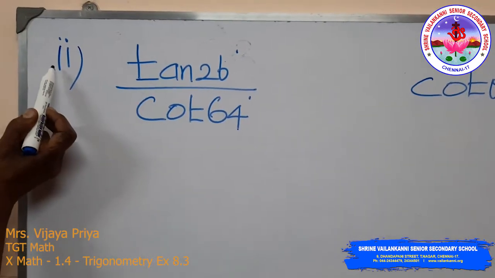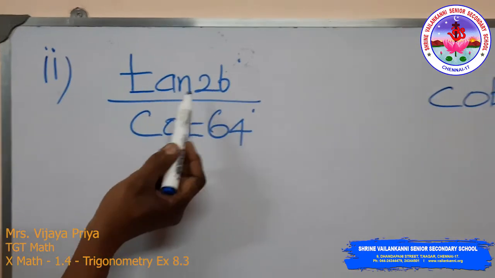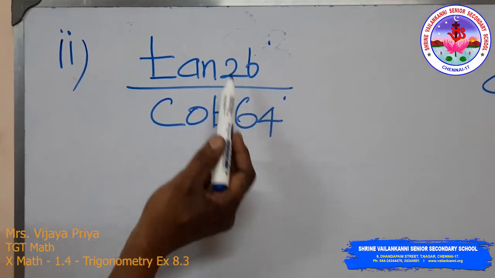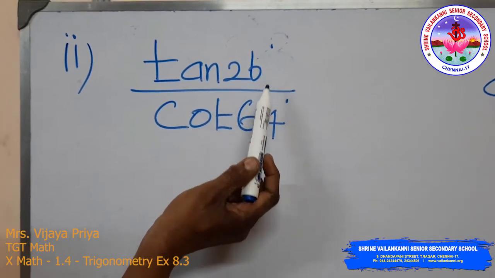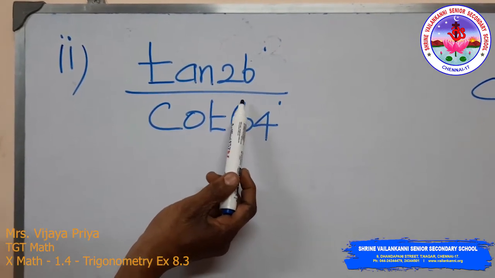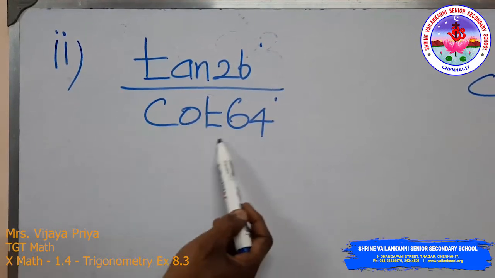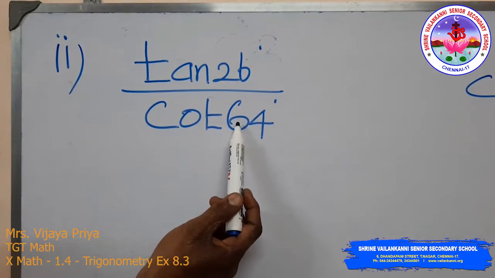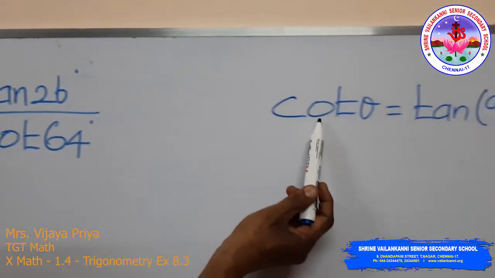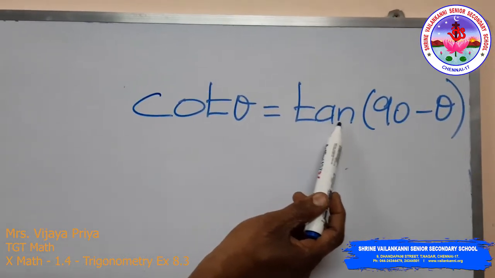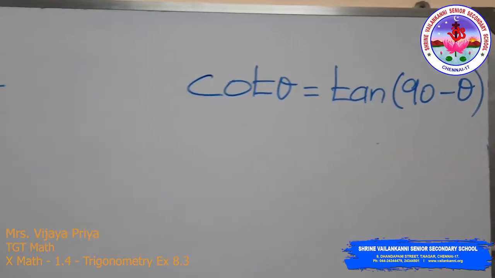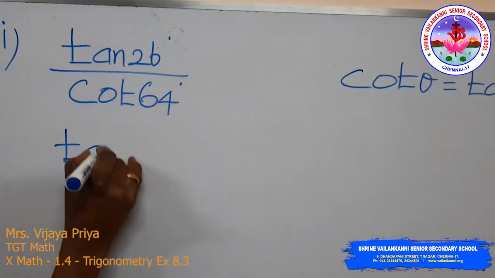Second subdivision of first problem. We have tan 26 divided by cot 64 degree. In this case, I am going to change any one, numerator or denominator, to the complementary function. So in this case, I am going to change my denominator. So for cot 64, I am going to write this in a complementary function where cot theta is equal to tan of 90 minus theta. So numerator will be as it is, tan 26.